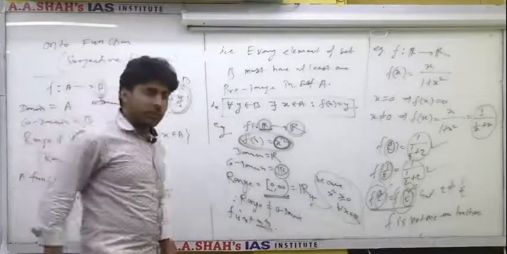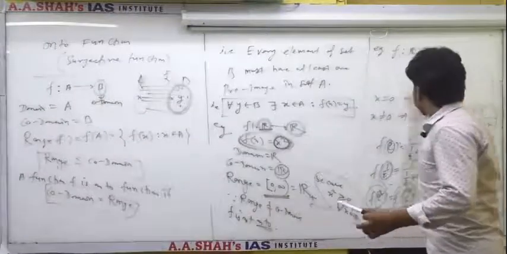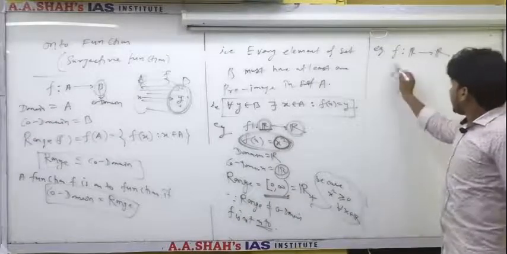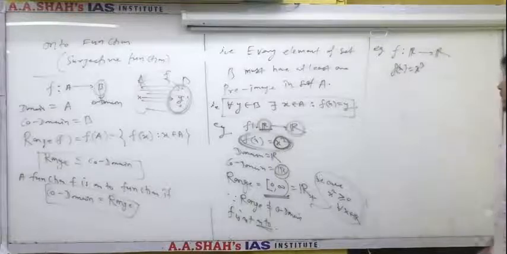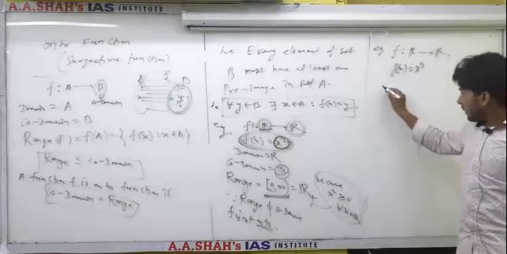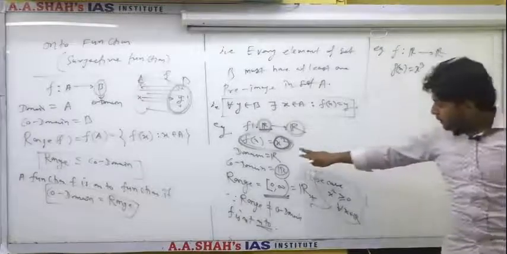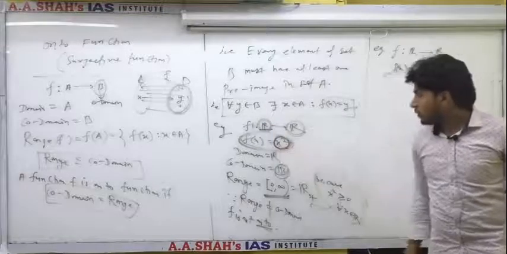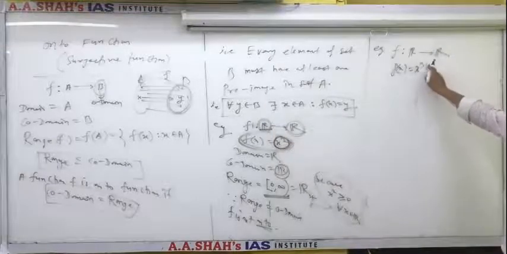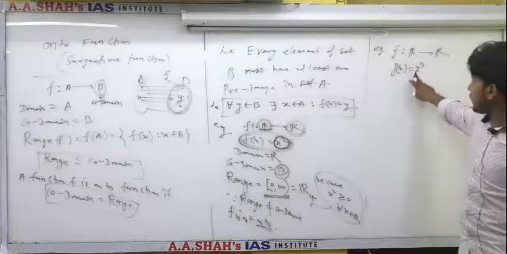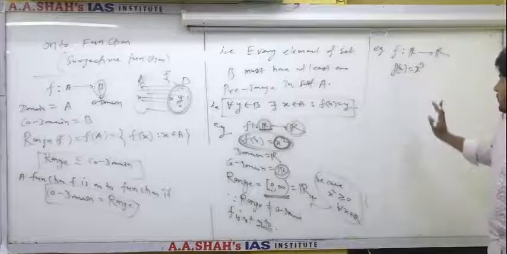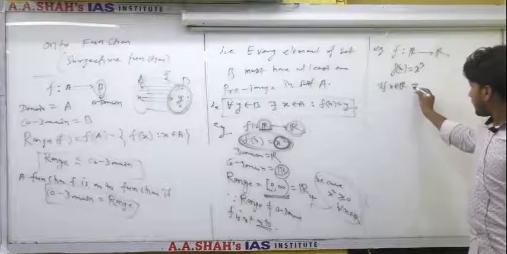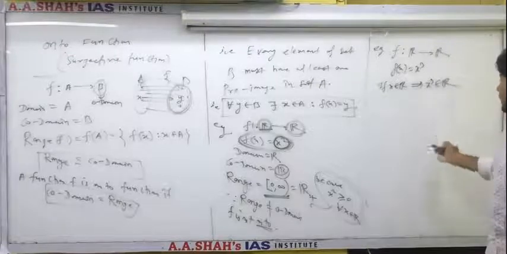What if the function is x cube? If f(x) is x cube, then what happens here? For x square, whether x is positive or negative, the value will always be positive or 0. But in case x is negative, x cube will be negative. If x is positive, then x cube will be positive. So what we got here? If x belongs to R, then x cube will also be in R.